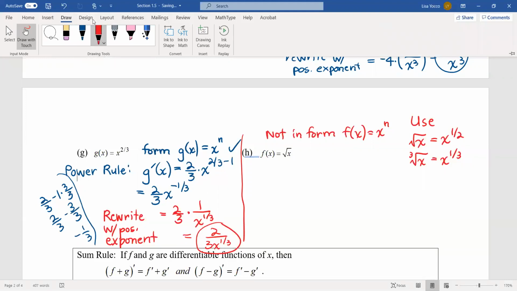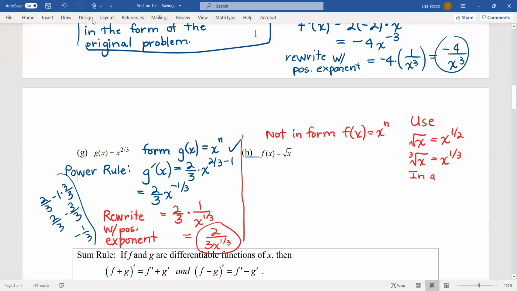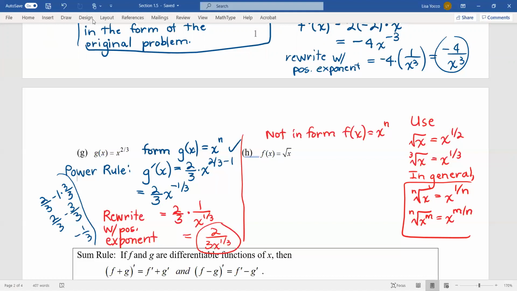In general, the nth root of x is x to the 1 divided by n. And then you may have, under the radical, a power. So these are the rules in general. The nth root of x is x to the 1 divided by n. And the nth root of x to the m is x raised to the m divided by n.